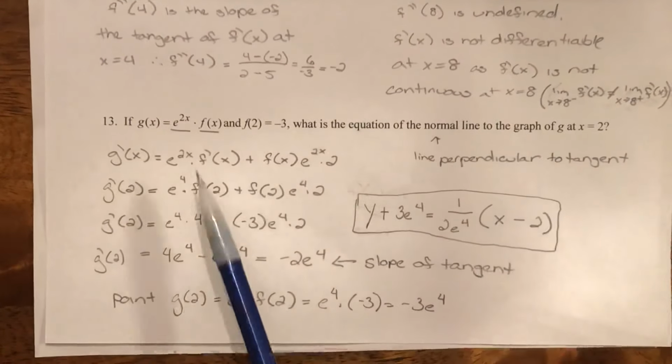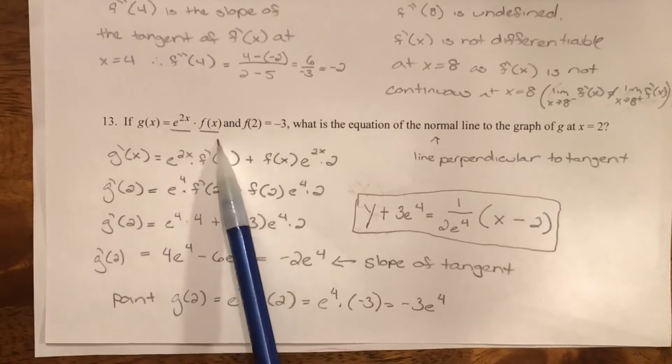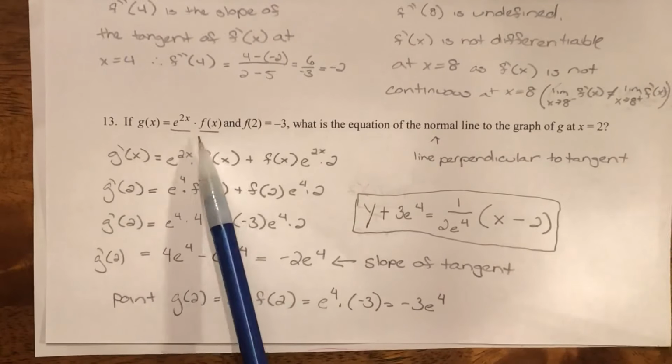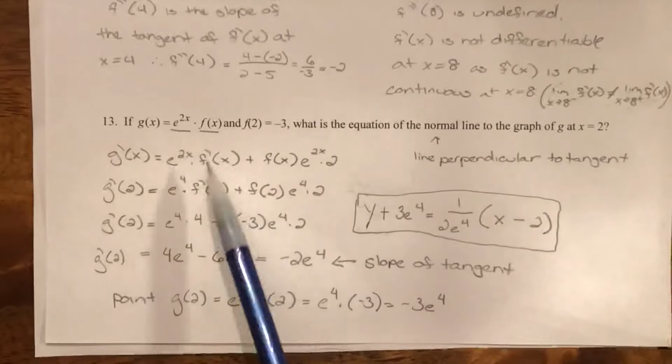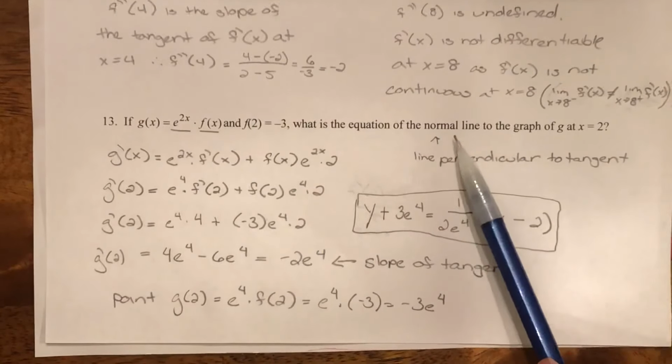In this one, okay, if g of x is equal to this function, so I've got e to the 2x times f of x. That looks like a product to me. Woo, we get to do the product rule. Okay, and f of 2 equals -3. What is the equation of the normal line?